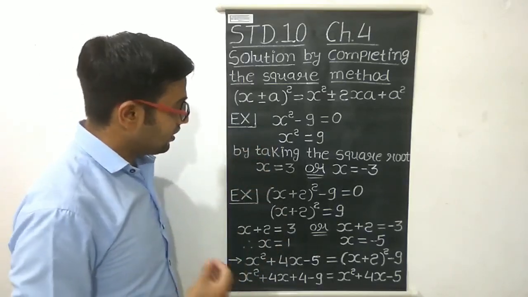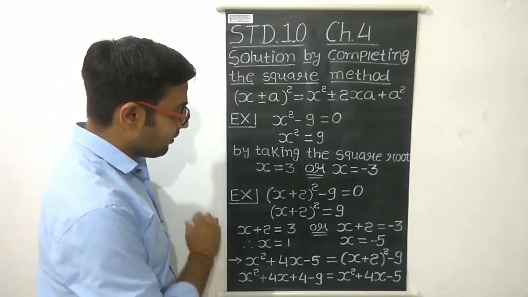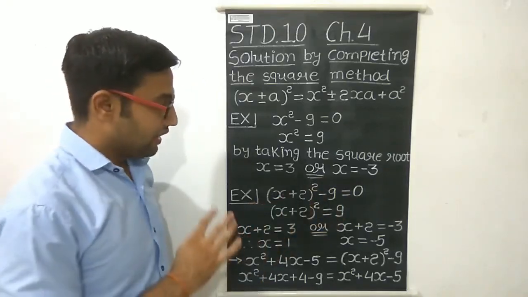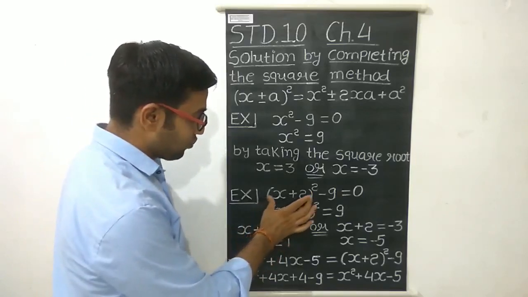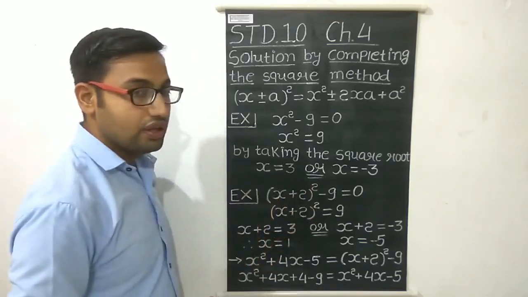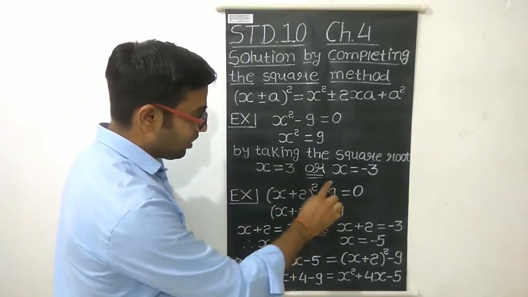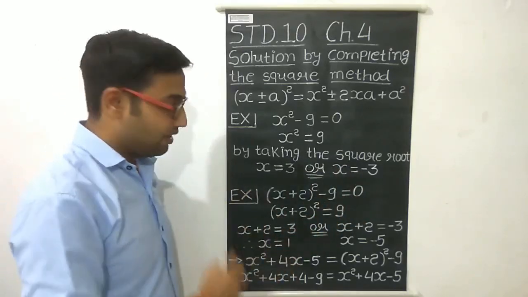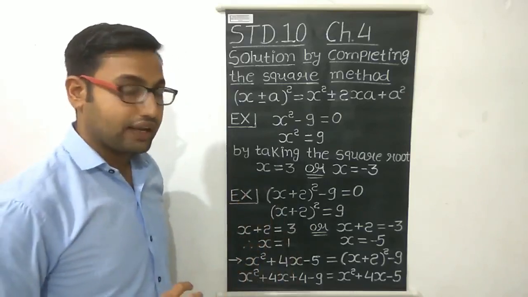So let's take another example. Here we have (x + 2) whole square minus 9 is equal to 0. Here also we are given the perfect square of x plus 2. So we can directly take the 9 to the right hand side, and by taking the square root on both sides, we can find out the value of x.